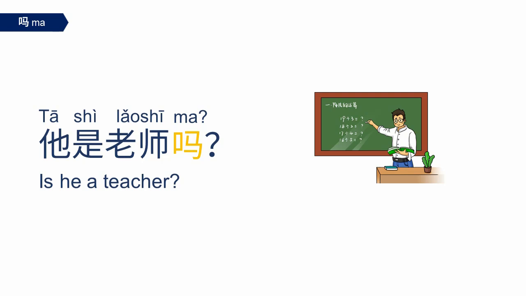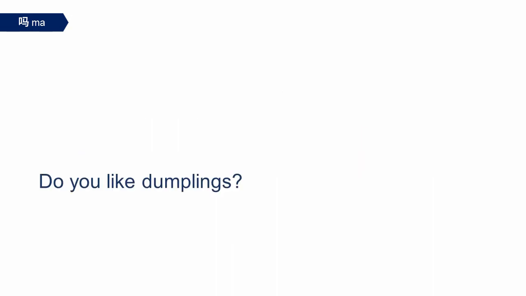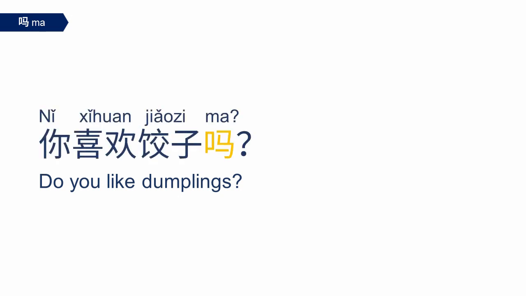All we need to do is put ma at the end of a sentence. As we can see in the sentence, ma is placed at the end of the statement to form a question. For example, do you like dumplings? How should we ask the sentence in Chinese? Yes. 你喜欢饺子吗?